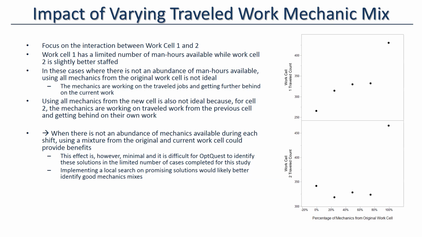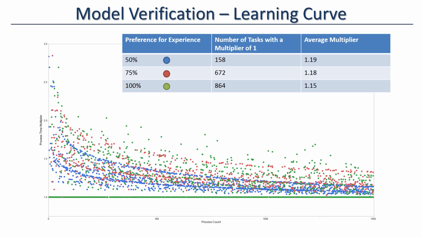So we see that in certain cases, choosing the correct number or the correct percentage of mechanics from our original work cell versus the new work cell really helps to control our traveled work hours. And this helps us to balance the desire to work on the current state of work with the need to finish our traveled work from before.